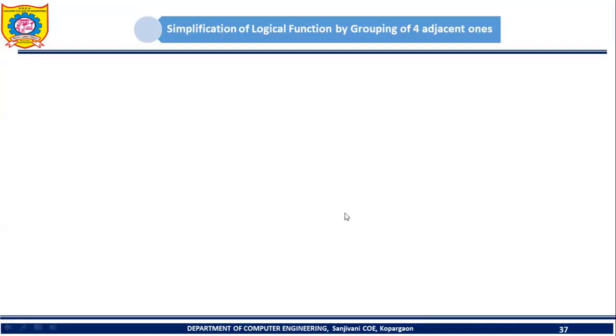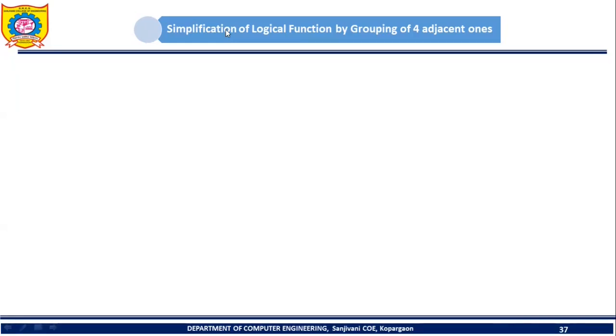Now let's see how simplification of a logical function can be done by making groups of 4 adjacent ones. Already we have discussed how simplification of a logical function is done by making groups of 2 adjacent ones. Now in this example we are going to make a group of 4 adjacent ones, and then write the simplified logical function. Whenever you make groups in a K-map, you should think about the bigger group.